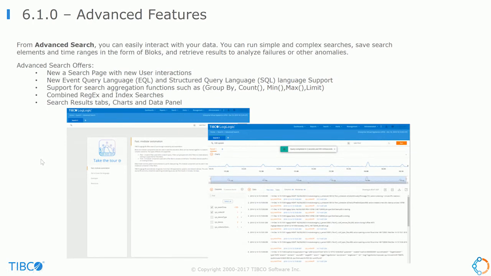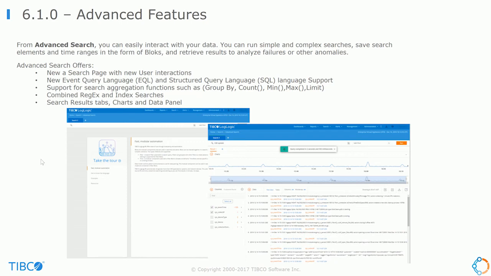The new advanced search offers a new search page with new user interactions, a new event query language called EQL, as well as support for the structured query language SQL. Advanced search supports search aggregation functions such as, but not limited to, group by, count, min, max, and limit. You can now combine the power of regular expression searches with that of index searches, allowing for a single interface and a single query to get you more insight into your data.